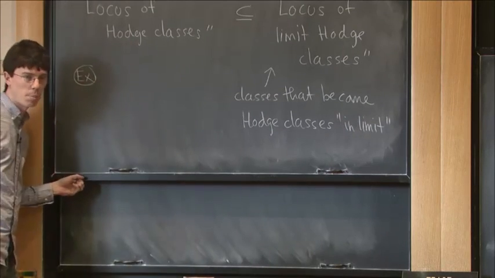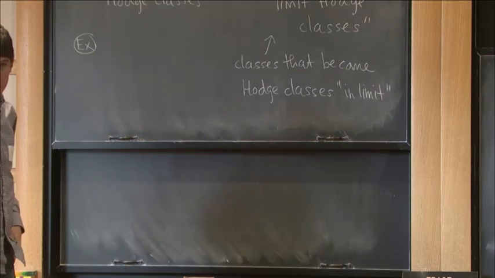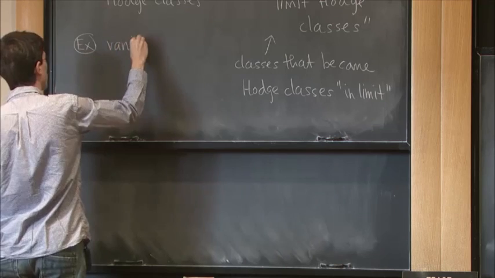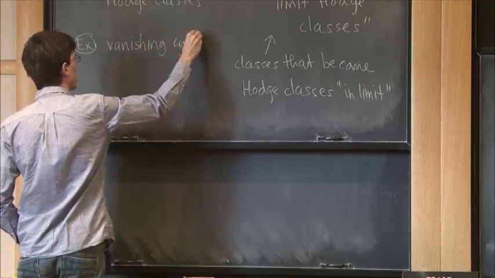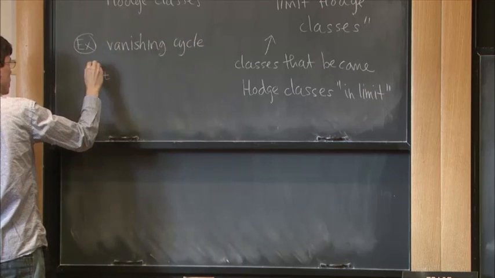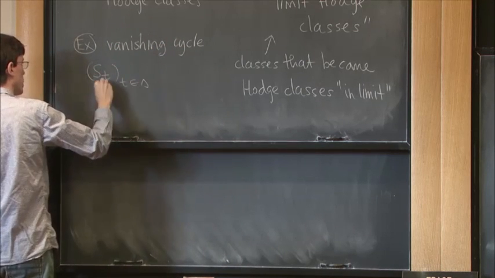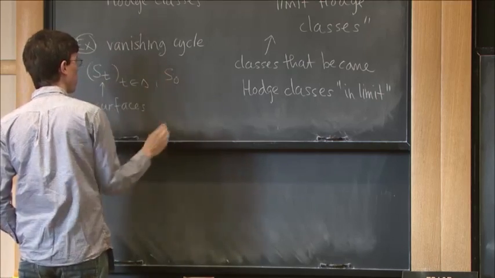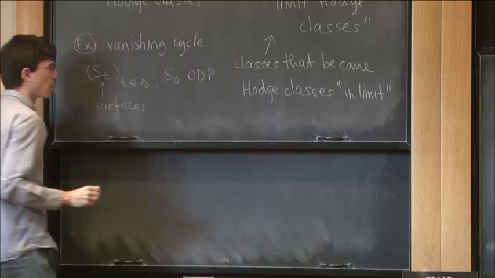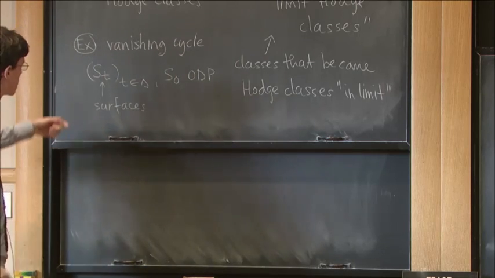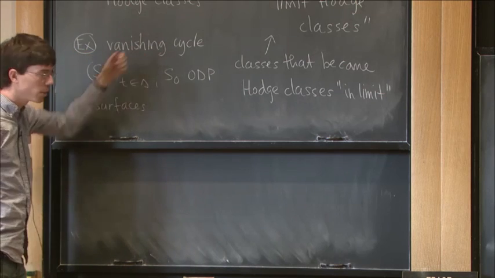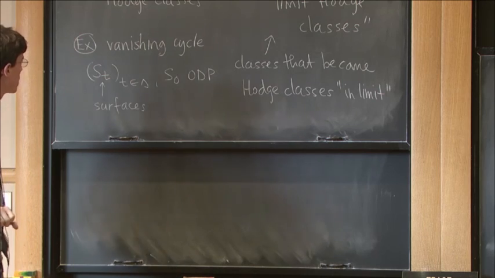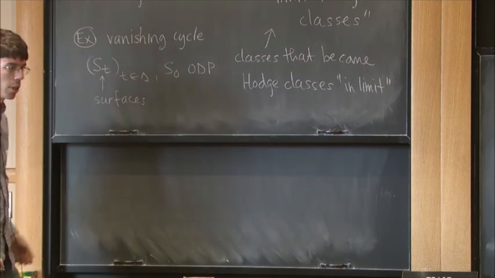So just so that you have one example that you can keep in mind of this kind of situation, a typical example would be a vanishing cycle. For example, you have some family of surfaces that are parameterized by a disk. S0 has one ordinary double point. And then in the nearby fibers, when t is small but not equal to 0, you have a two-sphere, which is the vanishing cycle. It's a two-sphere of, I think, self-intersection -2 or something.